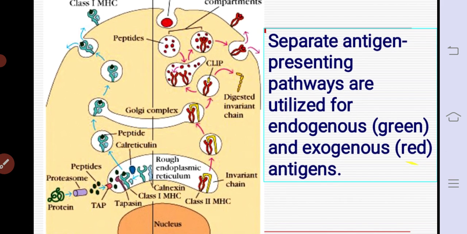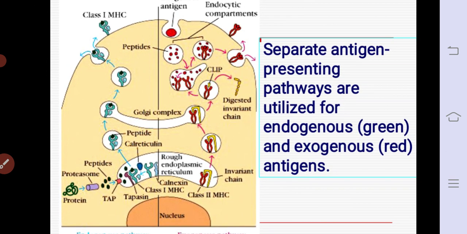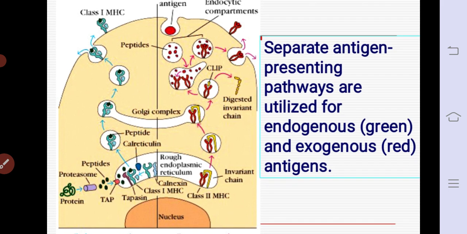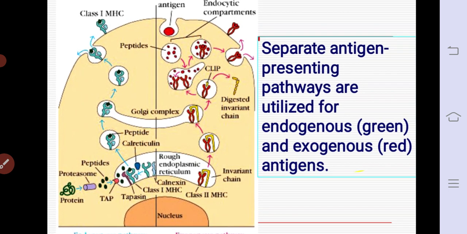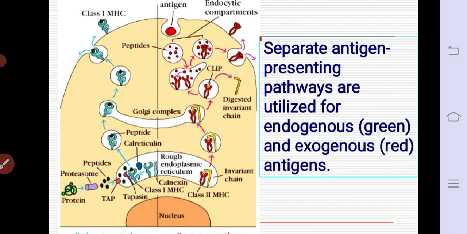Here in one image, we can look at two pathways, presented by a class first molecule and a class second molecule. This is only for your understanding. Let's start from the class first molecule.